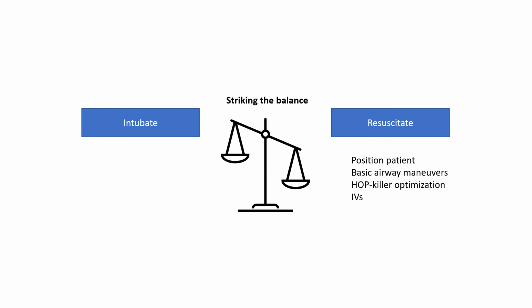So it's always about striking this balance, and the mantra is always resuscitate before you intubate. Almost always you can position the patient better. You can do basic airway maneuvers. You can optimize the hemodynamics with fluids, with blood if it's a trauma. You can decompress any pneumothoraxes if there's a high intrathoracic pressure. You can put in IVs. You can get the video laryngoscope. Almost always you can do some of these things to optimize.